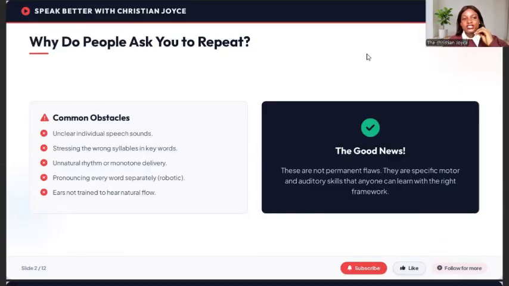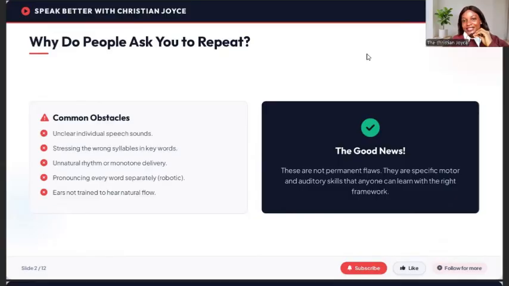And the next is unnatural rhythm or monotone delivery. What does that have to do with speaking? You'll find out very soon. And also pronouncing every word separately. A lot of people do this. And I will show you how to pronounce your words so it won't sound robotic. And lastly, your ears are not trained to hear the natural flow of the English language.